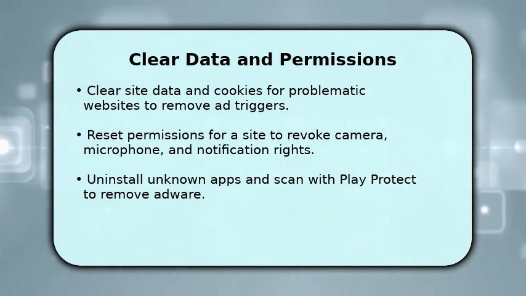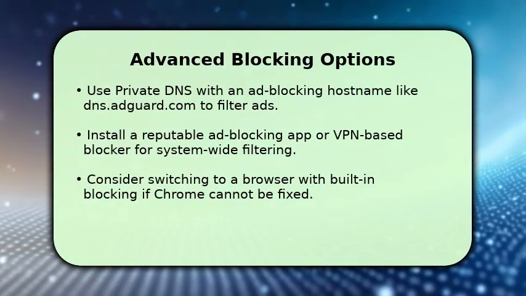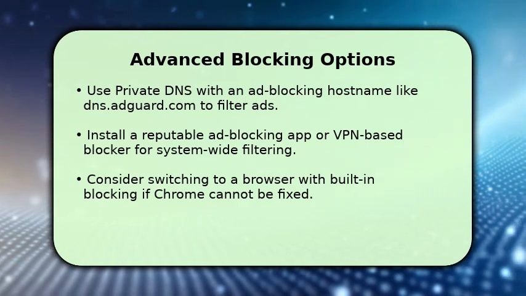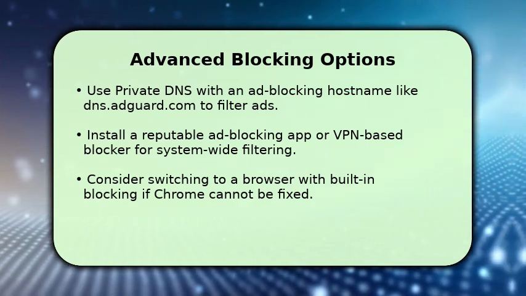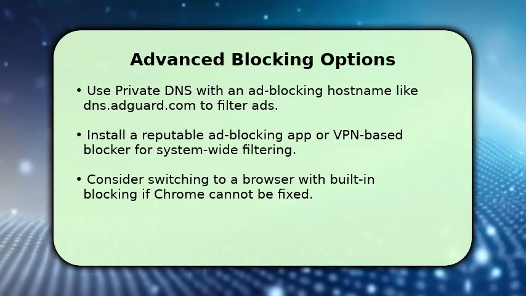For stronger protection, use private DNS to filter ads at the network level. Open Android Settings, Network and Internet, Private DNS, and enter DNS.AdGuard.com as the hostname. This blocks many ad domains without root access or extensions.